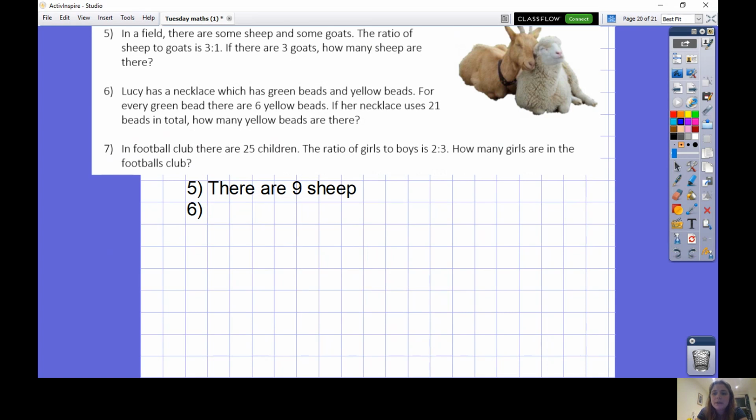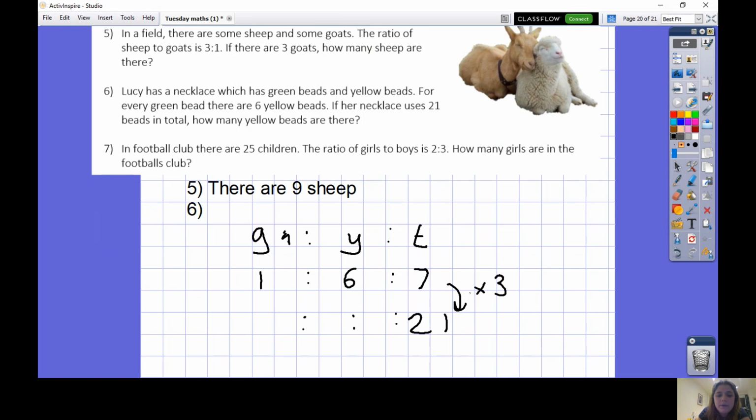Okay, in a field of sheep, that one's been done, but question 6, we're going to go through it. Lucy has a necklace which has got green beads and yellow beads. My total will go here. For every green bead, there are 6 yellow beads. That's a total of 7. If her necklace uses 21 beads in total, how many yellow beads are there? I can see I've timesed by 3, so I'll times everything by 3. That would be 18, and that would be 3. How many yellow beads are there? There are 18 yellow beads.